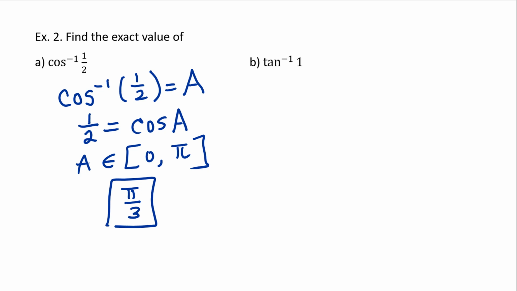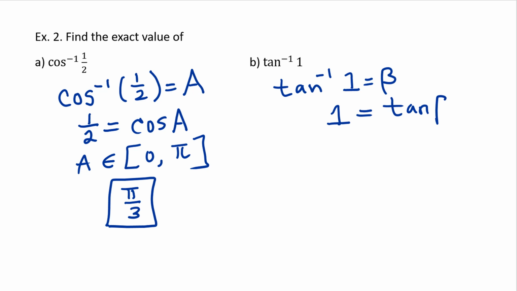The cosine of pi over 3 is 1/2, and it is in the acceptable domain. Part B, tan inverse of 1. Again, I like to look at equations, so I'm going to write tan inverse of 1 equals, let's use a fancy Greek letter, beta. Okay. Now let's solve for the 1 by itself. So I would then get that 1 is equal to the tangent of beta.